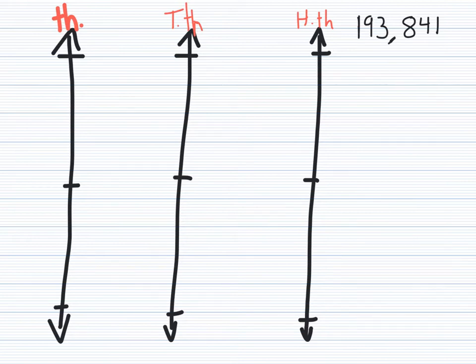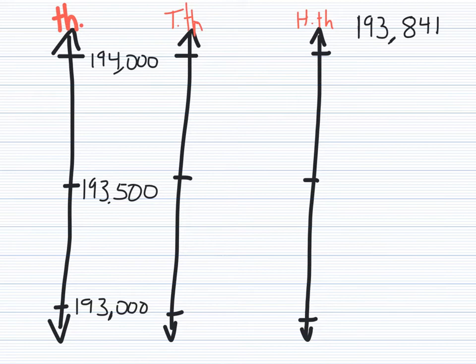So my end point on this number line is 193,000. And what is 1,000 more than that? 194,000. My midpoint is 193,500. If I look at this number, 193,800, I know that on this number line, it would be closer to 194,000. So I would put 193,841 would round up to 194,000.